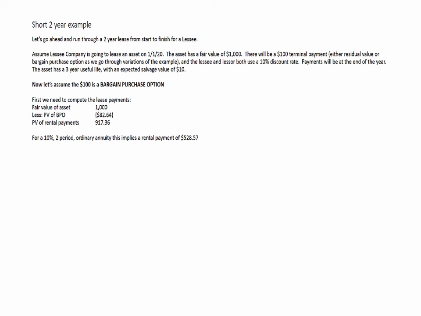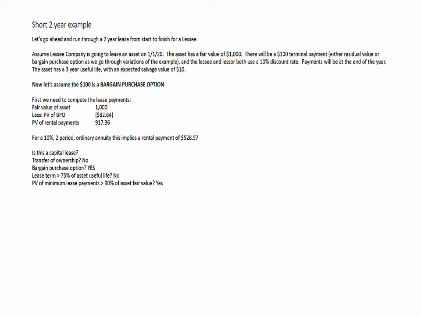Okay, last iteration. Let's go ahead now and assume that that $100 final value flow is a bargain purchase option. And again, the first thing we do is go ahead and compute the rental payments the exact same way they were done before. Next, we decide whether or not this is a capital lease. First question, is there a transfer of ownership? Still no. Is there a bargain purchase option? Yes. That means this is a capital lease. Lease term, just for completeness, 75% or more of the asset useful life, still no.